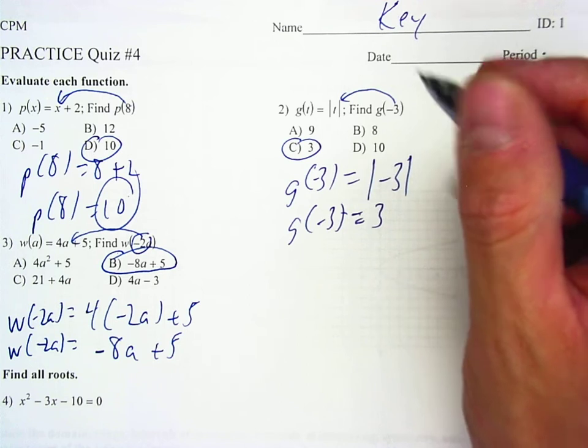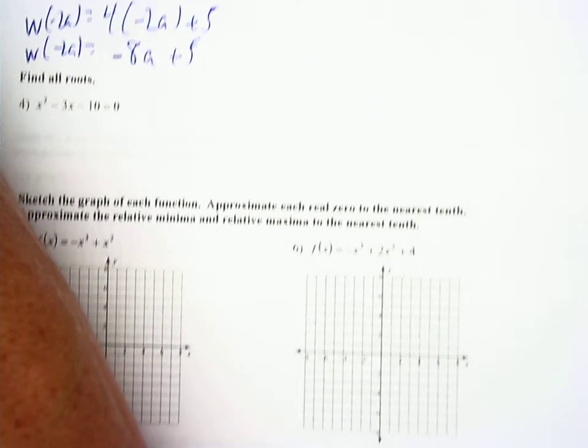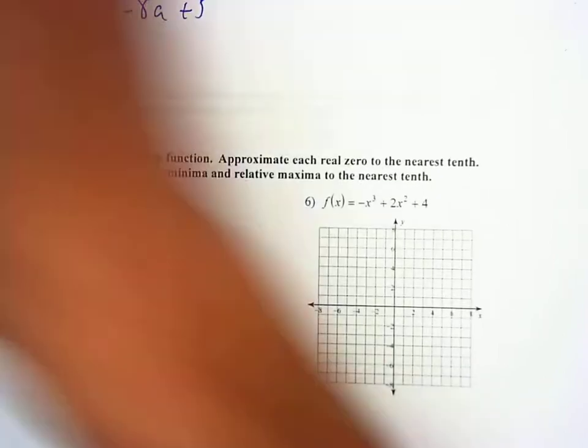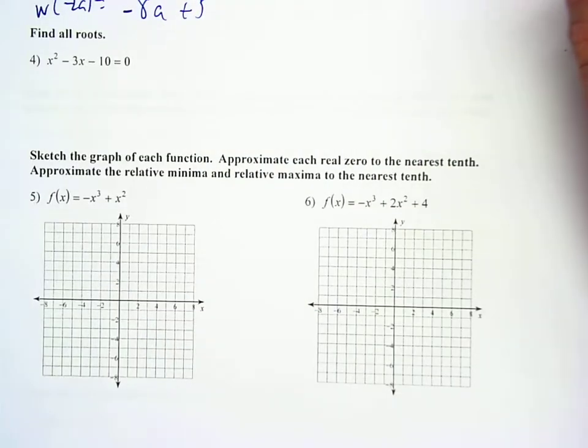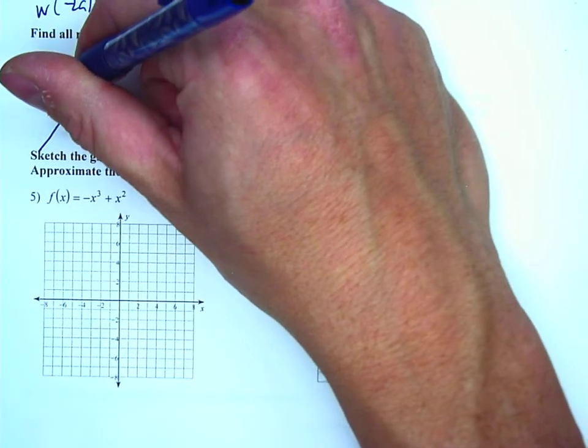All right, next one, find all roots. We're asking you here to either factor or use the quadratic formula. So you can attempt to factor this. It may or may not factor. If it does not factor, you will have to use the quadratic formula. So I will show the factoring way.